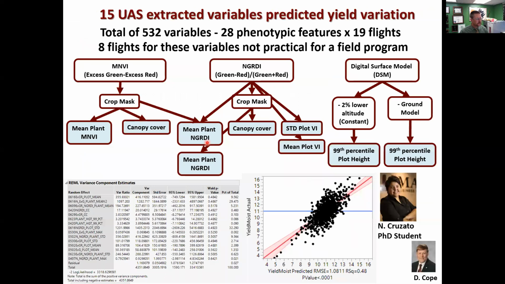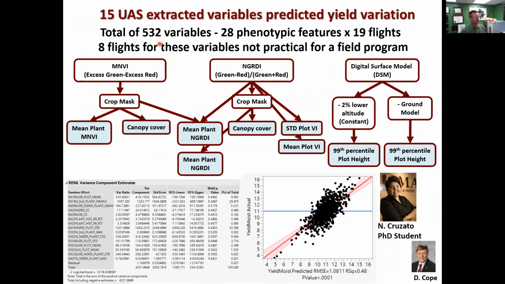Okay, so I'm going to switch gears a little bit and talk about Natalia's data set. And she used the Genomes to Fields project as well. But what she did is put us on the road to phenomic selection here. So she had a total of 532 variables. She wasn't just measuring plant height. She was measuring different vegetation indices. And then within those vegetation indices, she calculated different features, like canopy cover versus mean plant versus mean plot. Her background was remote sensing, so she had a good handle on how to do all this. And so she extracted 28 phenotypic features times 19 flights, and that gives her 532 variables.